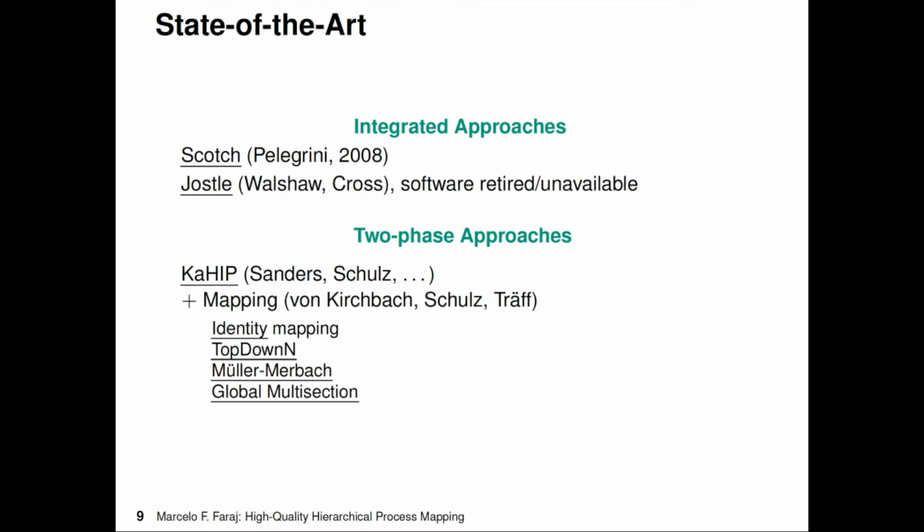And the global multi-section, which is the current state of the art regarding solution quality, is not simply a mapping approach. Actually, in the global multi-section, the partitioning step already performs a partitioning throughout the hierarchy in a top-down fashion, exactly as the top-down N algorithm does. And then, after the graph is partitioned, there is a second step in which the virtual blocks are assigned to physical blocks. And in the second step, a top-down N algorithm is used.